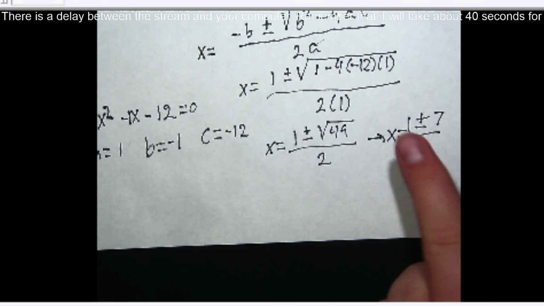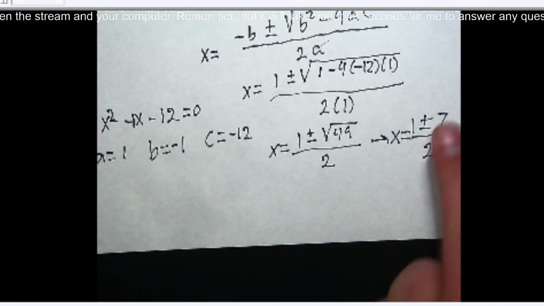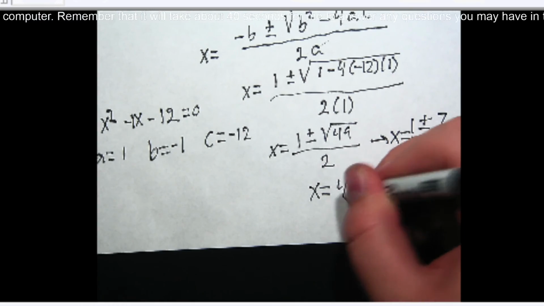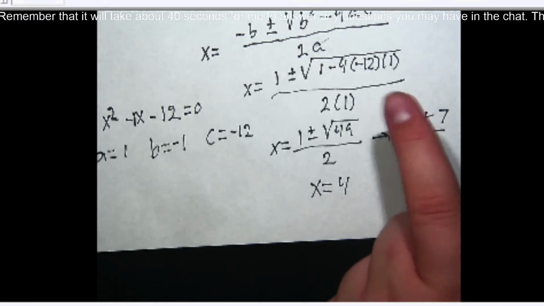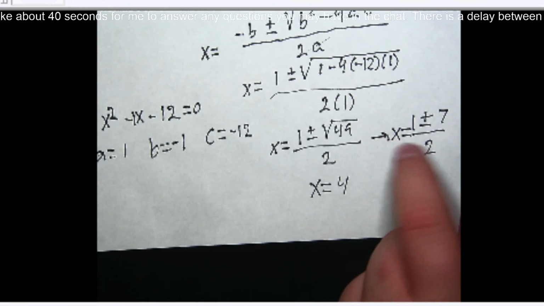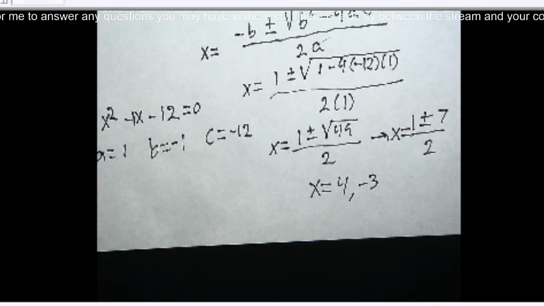So now we can split this up into plus and minus. So 1 plus 7 is 8 divided by 2 is 4. So x could be 4. 1 minus 7 is negative 6. Negative 6 divided by 2 is negative 3. So in this case, x could be 4 or -3.